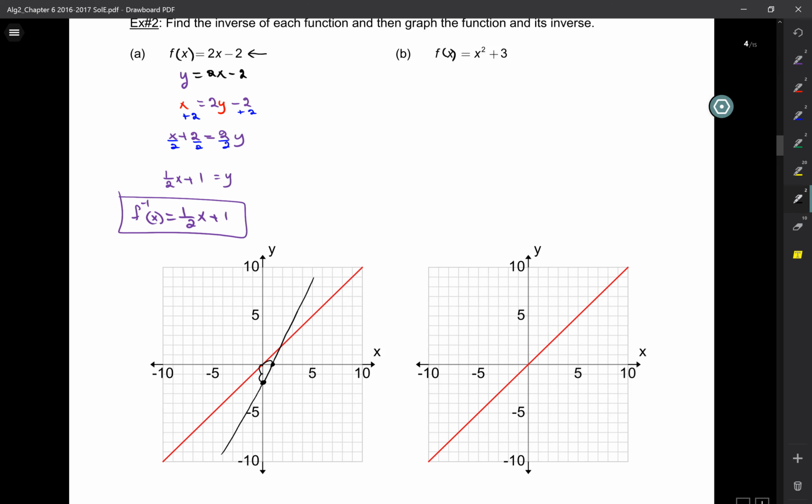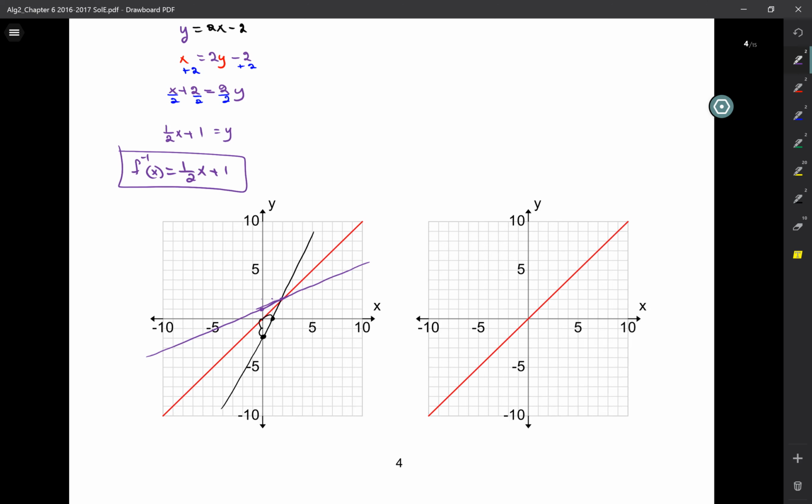Okay, now I'm going to graph the purple one, f inverse. Y-intercept is 1, and what's the slope? Up 1 over 2. Look at that, guys. What do you notice? The purple and the black, right? They're just reflected over that red line. Okay?